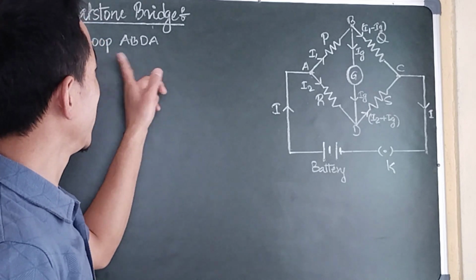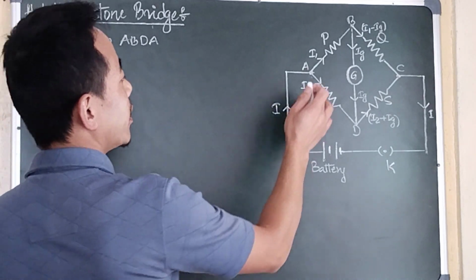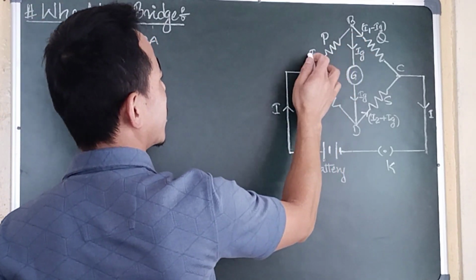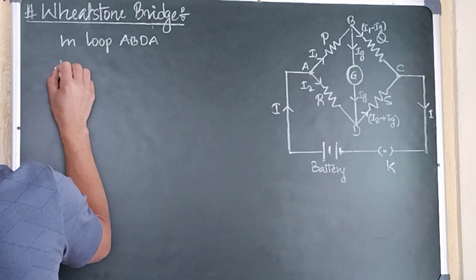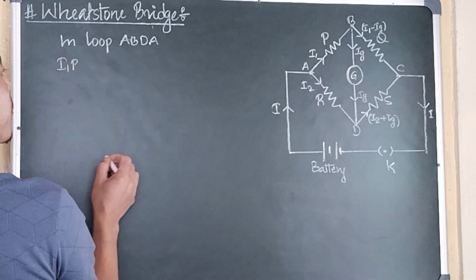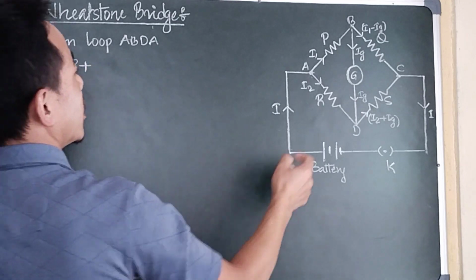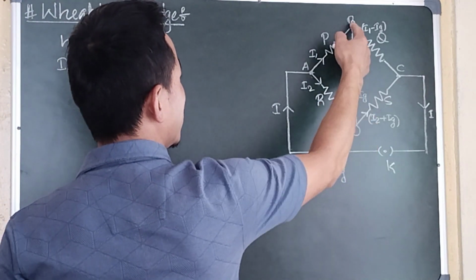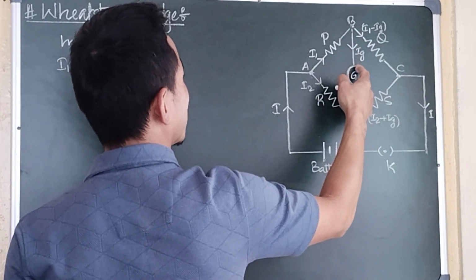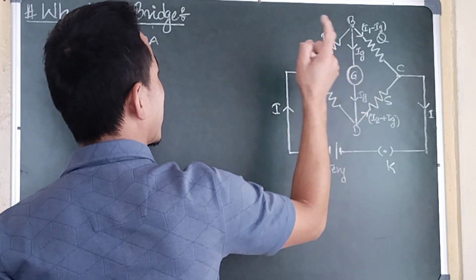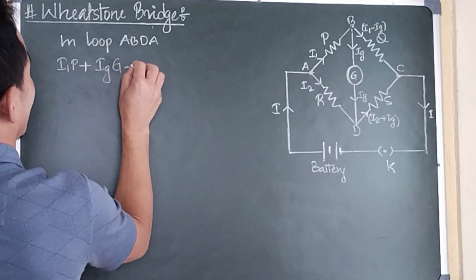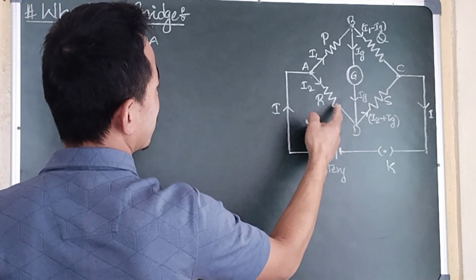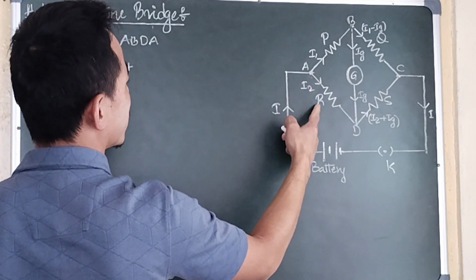In this loop A, B, D, A, if you look at the arm AB, then we have the current as I1 and resistance is P. So the product of current and resistance will be I1P plus, in this arm BD, the resistance is G, the resistance of the galvanometer itself, and the current is IG. So the product will be IG times G plus, in the arm DA, current is I2, resistance is R.